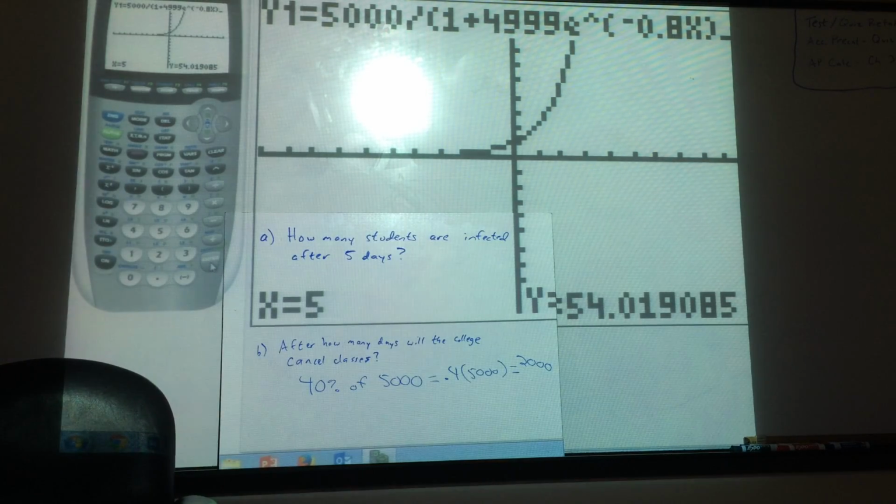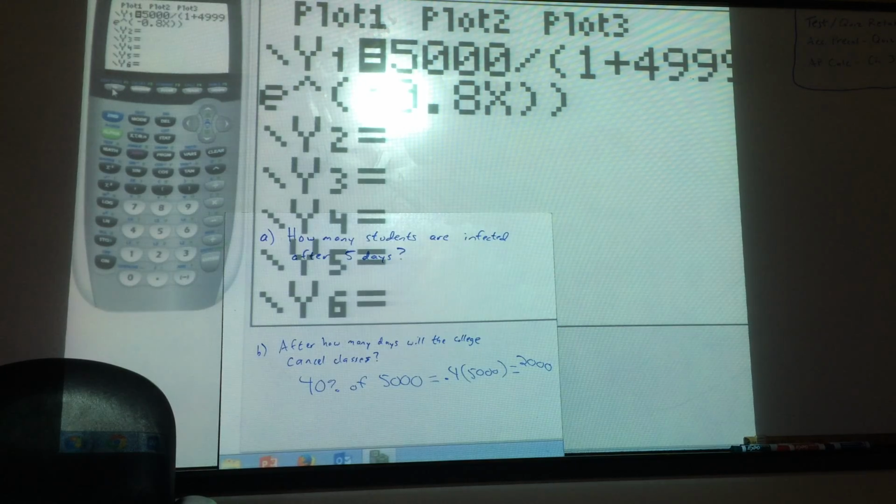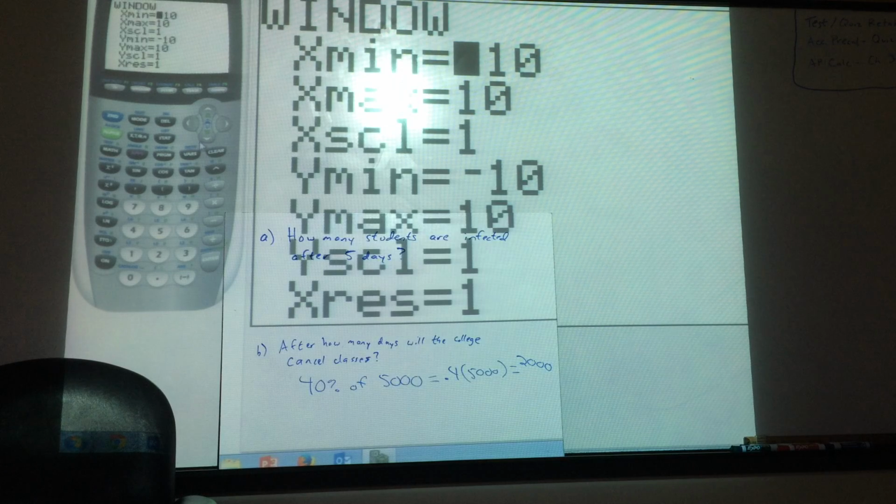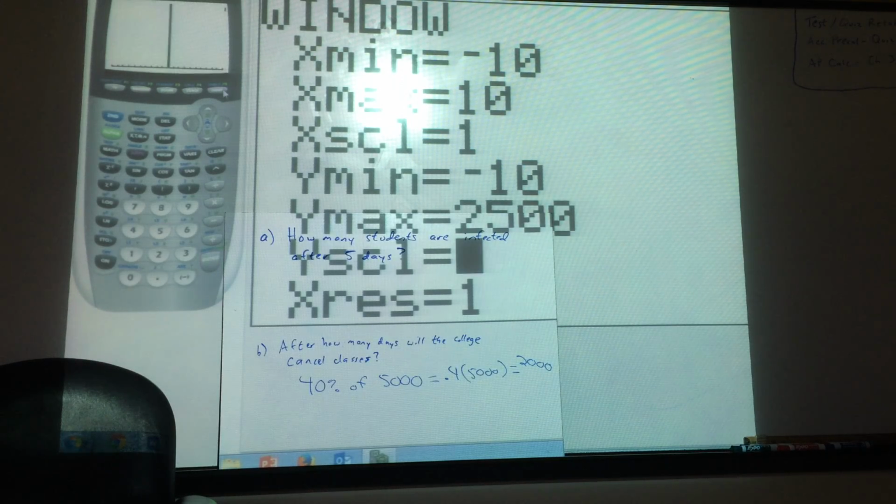So going back to my graph, and now the book will solve this by hand. There's really no reason we're ever going to have to solve something like this by hand. So we're just going to graph this function against y equals 2,000. Obviously our standard window is not going to work for us there, because in our standard window y max is 10 and we need y to be at least 2,000. So I'm going to change my window. I'm going to make my y max something bigger than 2,000. So I'll go, say, 2,500. And we'll see what that does for us.